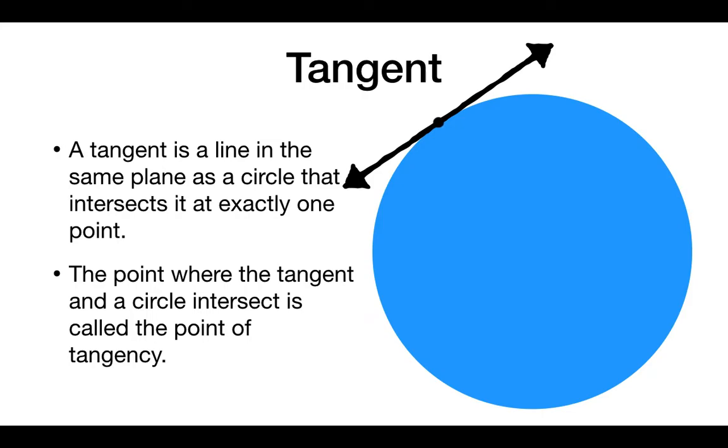The point where the tangent and a circle intersect is called the point of tangency. That's the point that is, well, right here. That's our point of tangency.